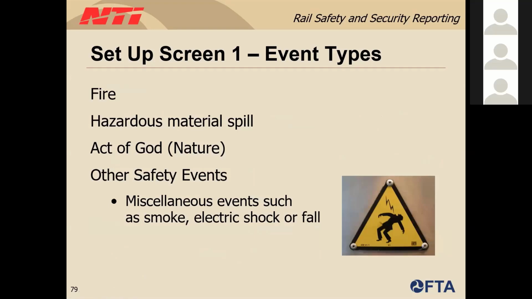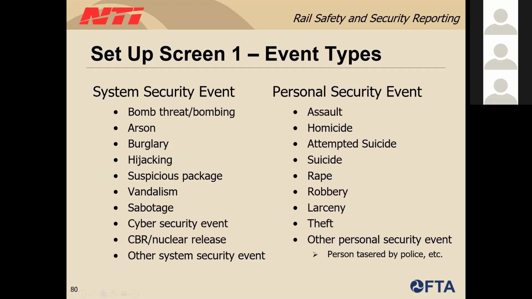Agencies also report fires, hazmat spills, acts of nature, and other safety events that meet a threshold. Each of these will be discussed in more detail later in the presentation. There are two categories of security events: system security events such as arson, bomb threats, suspicious packages, etc. that affect the transit system, and personal security events such as assault, robbery, homicide that affect one or more persons.